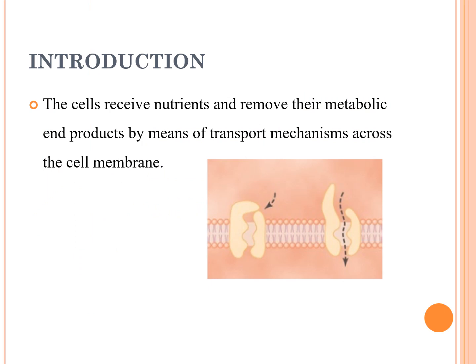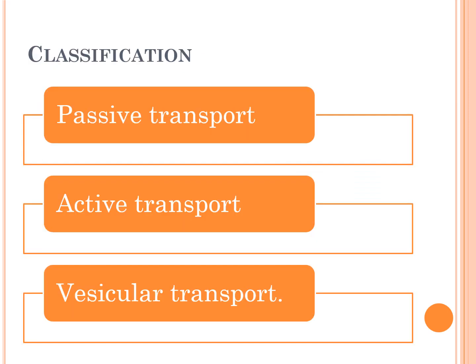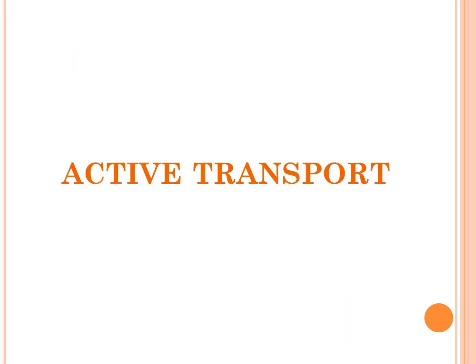We have already seen why transport across the cell membrane should be there, and its importance. The nutrients must be transported into the cell. At the same time, metabolic waste products must be transported out of the cell. Cells achieve this by different transport mechanisms, classified into passive transport, active transport, and vesicular transport. We have already studied passive transport mechanisms in detail, and today we will learn about active transport mechanisms.